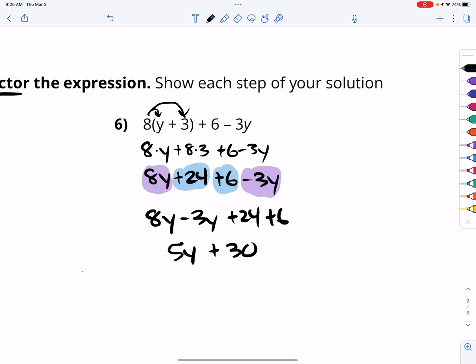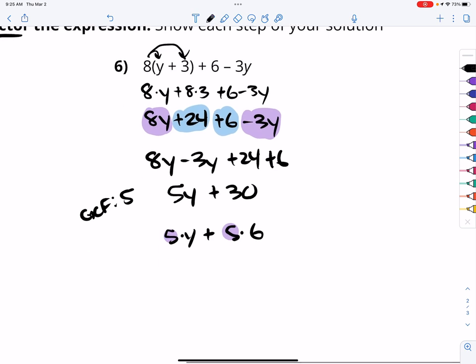So again, our greatest common factor is 5. So I know this 5y is really a 5 times y, and that 30 is a 5 times 6. That 5 shows up before both of them, so I know that is my term in front of the parentheses. And then I am left with a y plus 6. So that means this 5 must have been distributed to a y plus 6.